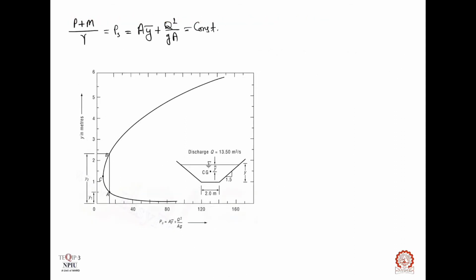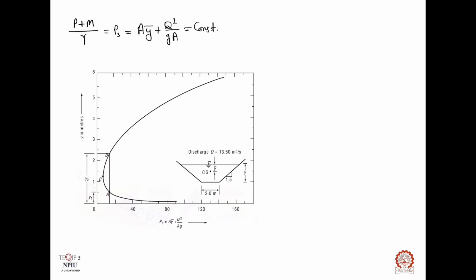Now, once we find the specific force, what do we have to do to find the sequent depth for hydraulic jump in any arbitrary shaped channel? We know that the specific force for a given discharge and the channel geometry is constant. So first of all, we have to draw a curve between specific force and the depth of flow. Then the shape of the curve will look like this. We choose any particular depth and find the PS value, and in this way we can easily draw this curve.